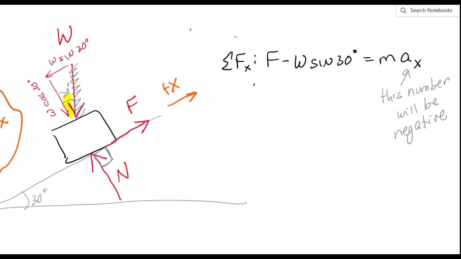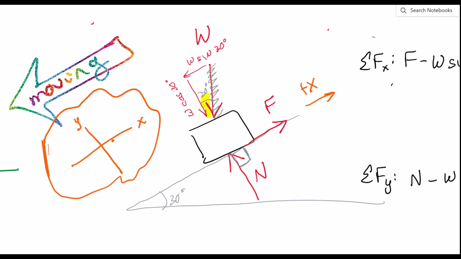Okay, now sum of the forces in the y direction. So I have N going up, and I have W cosine 30 going down, and that equals the mass of the object times the acceleration in the y direction. Now, this is where it's a little weird. The way I've defined y, right? Y is this way. Up and down y is this way.